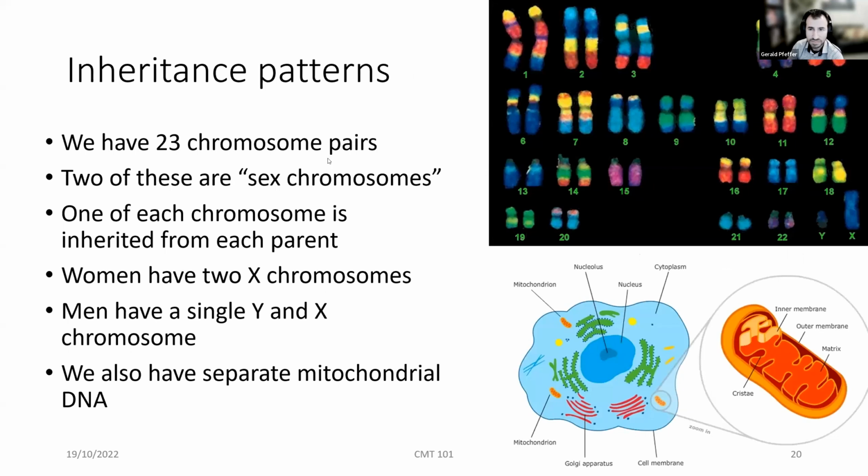By way of background, we have 23 chromosome pairs. 2 of these are the sex chromosomes, which determine whether we are male or female. And one of each chromosome is inherited from each parent. Women have 2 X chromosomes, men have 1 each of X and Y chromosomes. And we have a separate mitochondrial DNA, which is only inherited from women. This leads to different inheritance patterns depending on where the mutation is causing CMT.